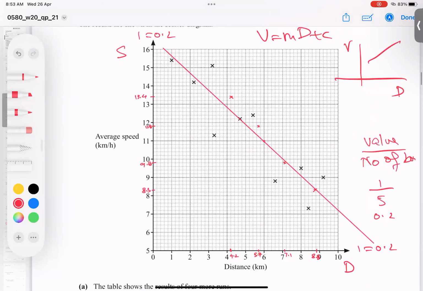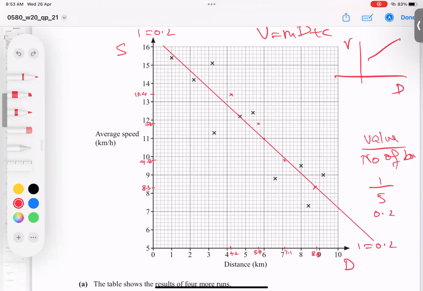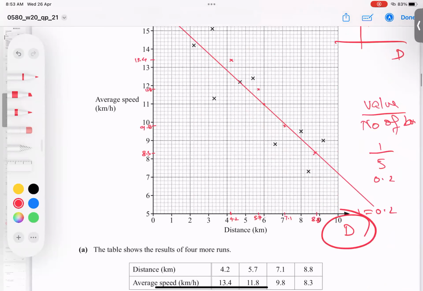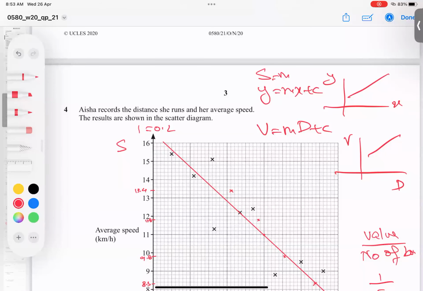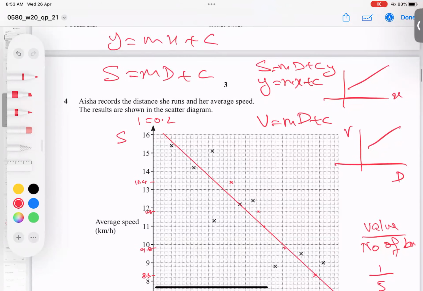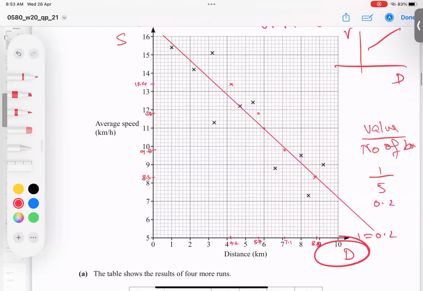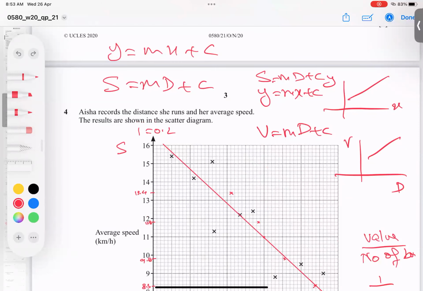Now in this question, if I ask you to make an equation from D and S, distance and speed, how can we find it? The formula will become: in the place of y, I will keep speed, and in the place of x, I will keep D. So it means m times D plus c. So S is equal to MD plus C, because y equals mx plus c. So what is along the y-axis? We have speed. Along the x-axis we have D.